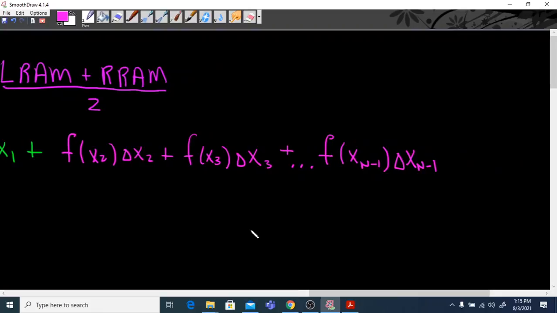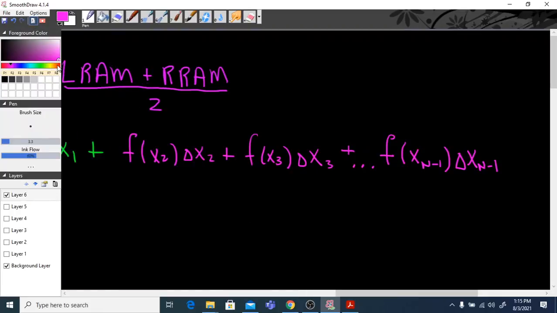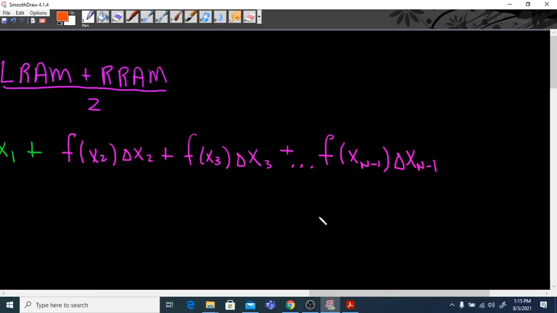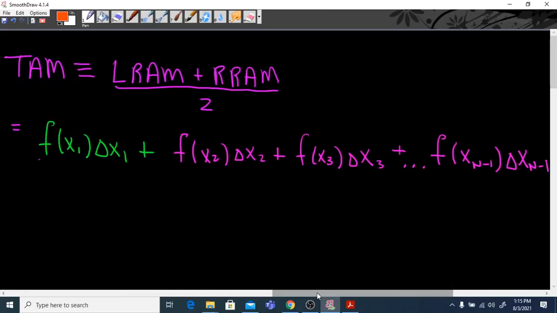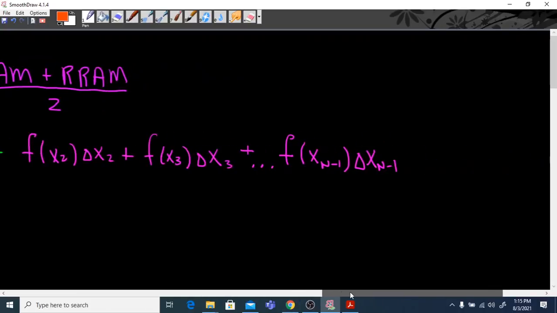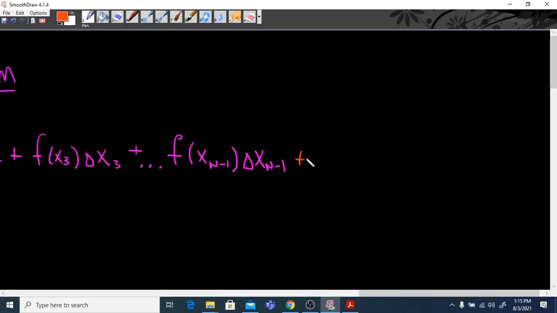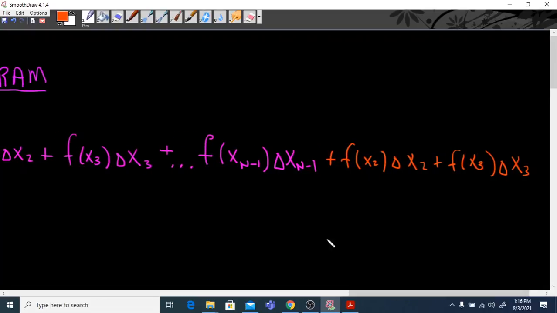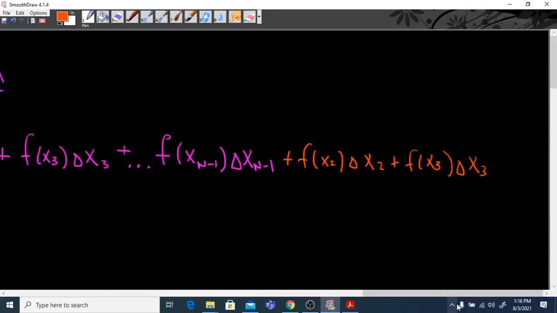Okay, so plus, and now the right rectangle, it does not start here, right? It doesn't include it, it starts here. Okay, so we're going to get plus f at x2 delta x2 plus f at x3 delta x3. Now, does the right rectangle contain x sub n minus 1? Yes, it absolutely does. Okay, and I am just straight up out of space here.